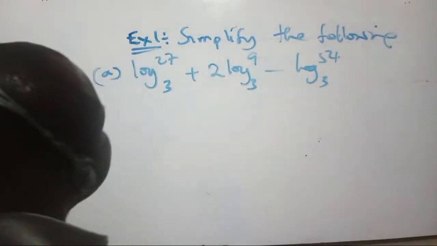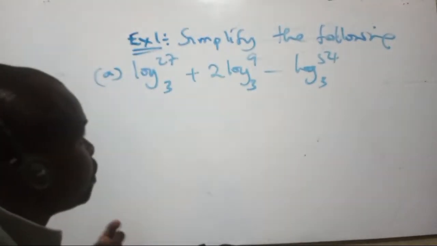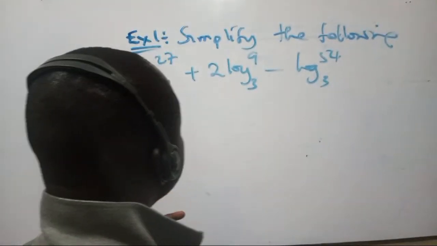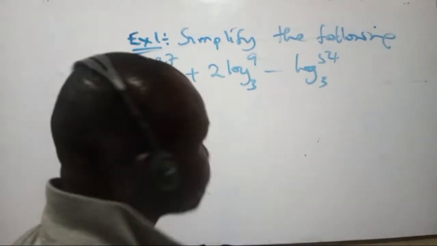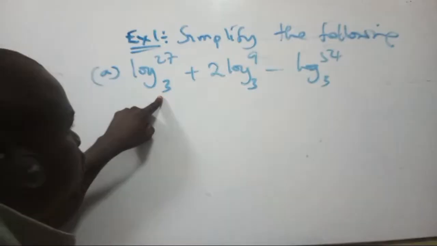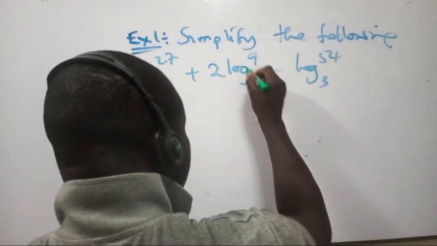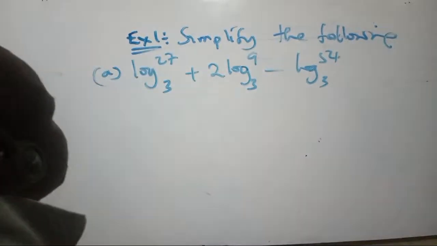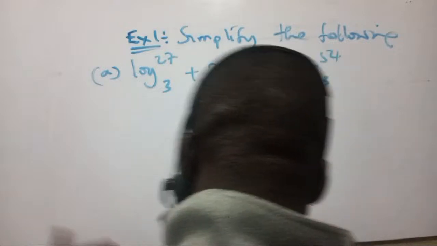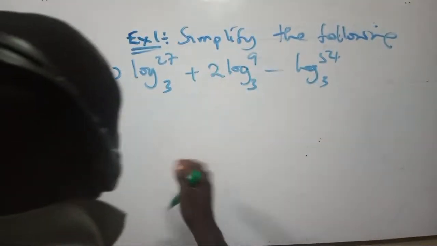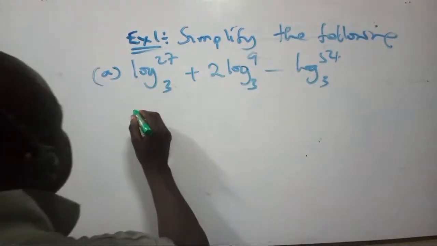Now let's look at this first example. I said that under common logarithm, if you are not given the base, assume the base to be base 10. But in this case, we are given the base to be base 3. So there won't be any assumption since we are given the base. So in this case, what do we do? We have to apply some of the laws of logarithm to be able to simplify this expression. Now let's go.